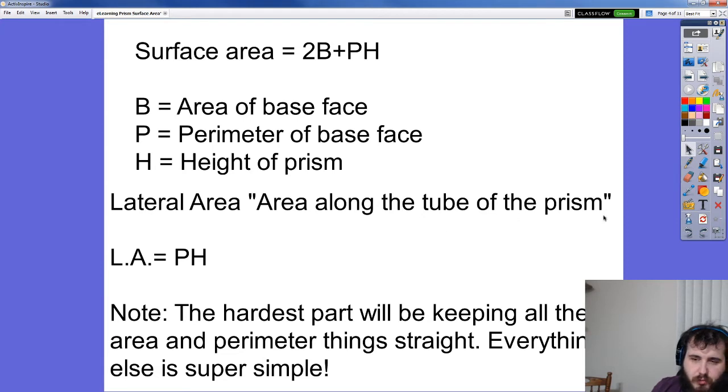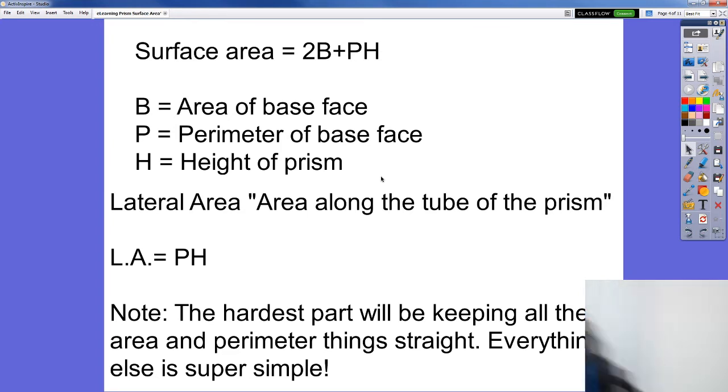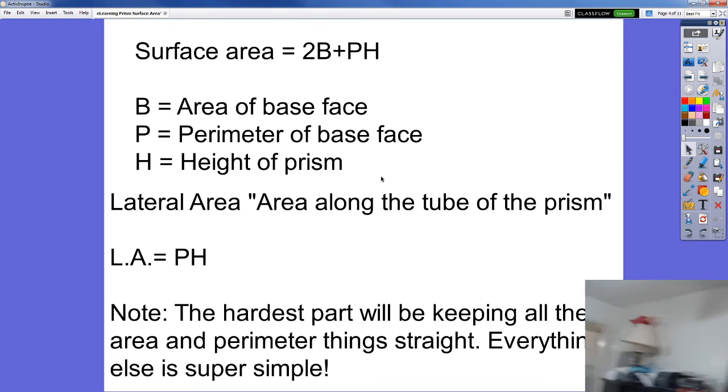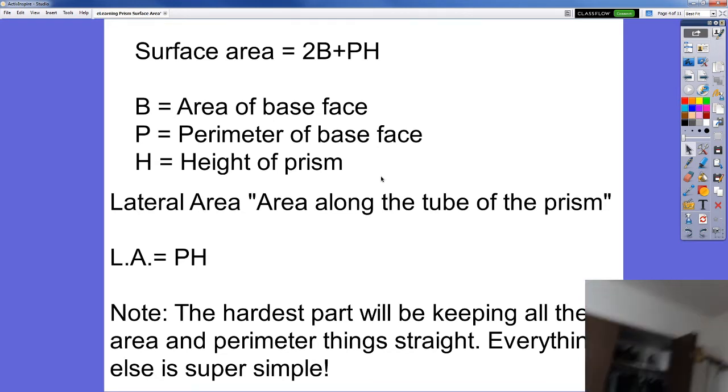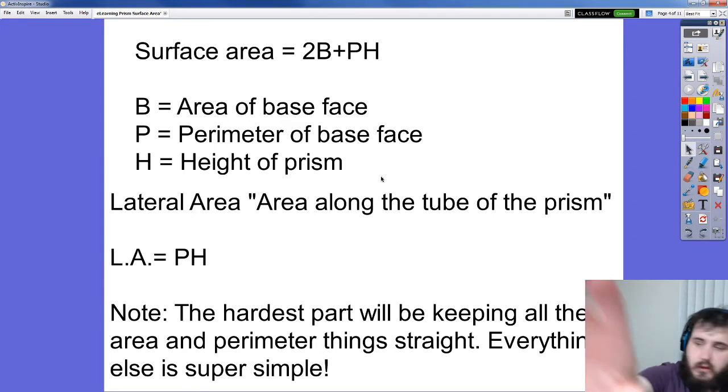In your homework, you're going to see them asking about lateral area as well. That's just the area along the tube of the prism. If you look around the room you're in right now, you see 4 walls. There's also a ceiling and a floor, but the 4 walls of the room are what we're talking about. We're not talking about the ceiling or the floor. That's just the perimeter of the base face times the height.